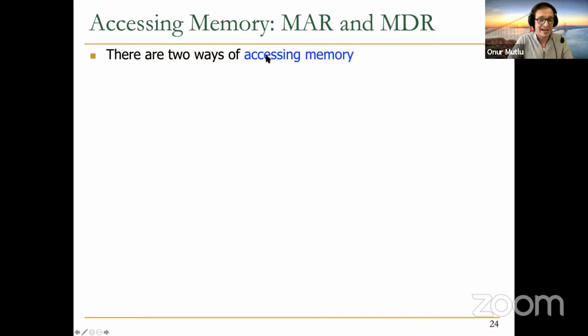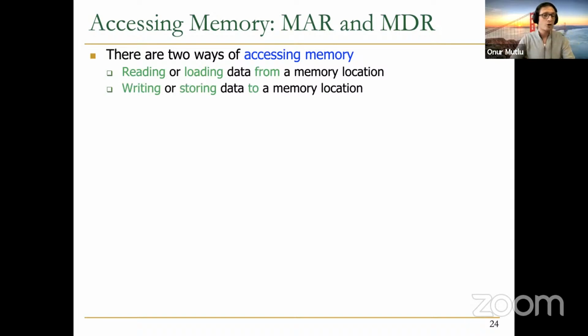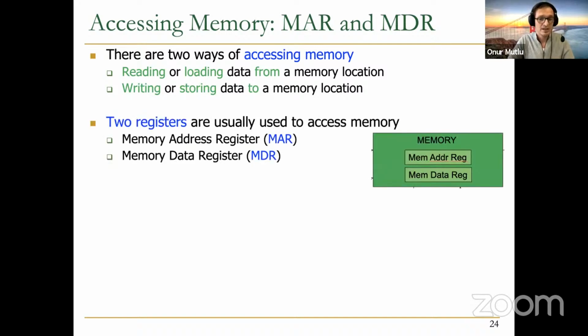Basically, there are two ways of accessing memory. Clearly, as we discussed before, we can read data from a memory location. It's also called a load data from a memory location. Or we can write data to a memory location or store data to a memory location. And we normally use two registers to access memory. Again, this is not a requirement, but it's usually used that way so that you can put the address in the memory address register and expect the data in the memory data register. So that's what I said, basically. You have a memory address register and a memory data register, essentially.